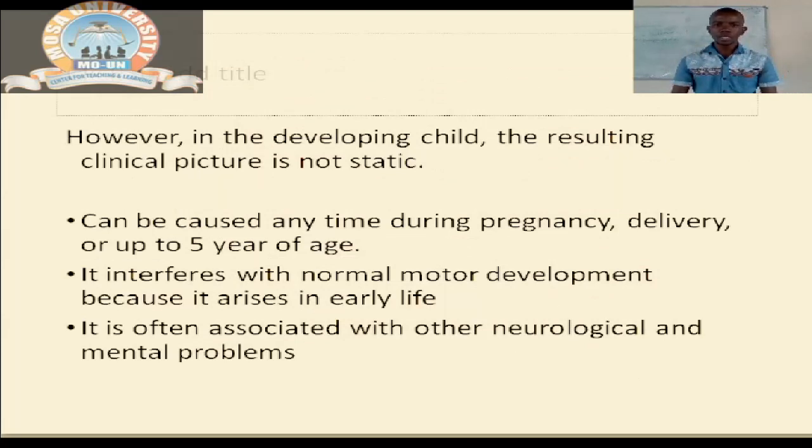Okay. However, in the developing child, the resulting clinical picture is not static. It can be caused at any time during pregnancy, during delivery, or up to 5 years of age. Okay, it interferes with the normal development because it arises early in life. It is often associated with other neurological problems and mental problems. We'll look at these in more detail as we progress. All right.